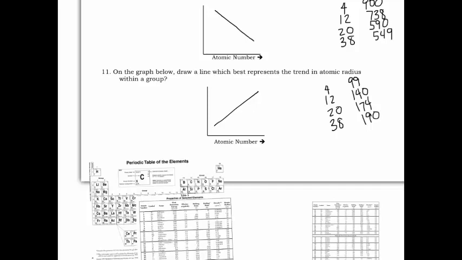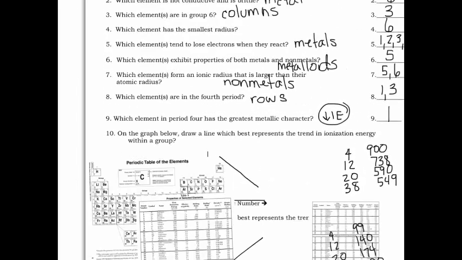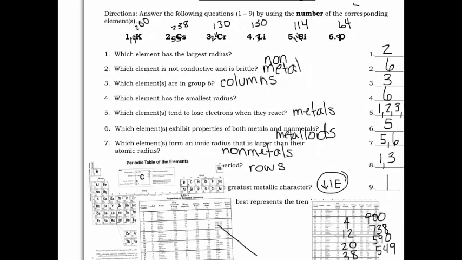When you go to study this side of your practice quiz, what you're going to want to do is either switch out the elements that you've been given and attempt to answer the same questions, or switch them out and change something in the question. Maybe instead of largest radius, you're going to look for smallest. Instead of not conductive and brittle, maybe you're looking for conductive and bendable. Maybe instead of group 6, you're looking for group 2. So that's how you would study for this quiz and practice.